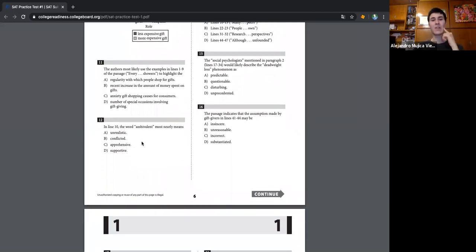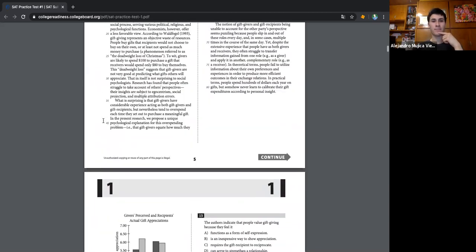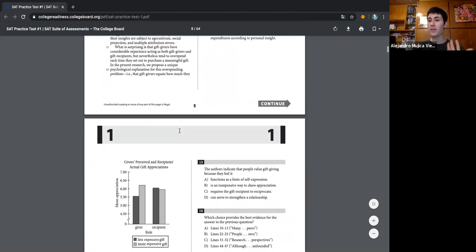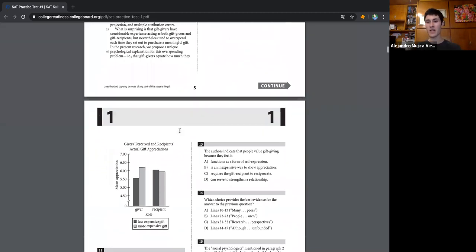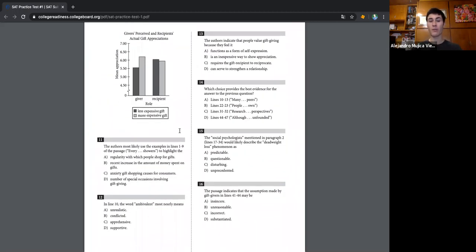Cool. In line 10, the word ambivalent most nearly means, line 10. Okay. This frequent experience of gift giving can engender ambivalent feelings in gift givers. And they're saying many relish the opportunity, but many dread the thought of buying gifts. So they're saying they're both eager about buying gifts and they like doing that, but at the same time, they are apprehensive, they're anxious about it because they're afraid that people won't like them. So yes, they're apprehensive, but they're also eager.